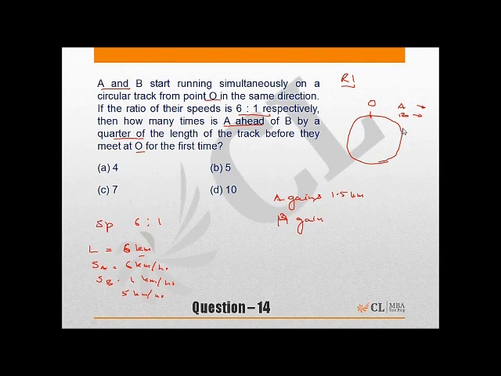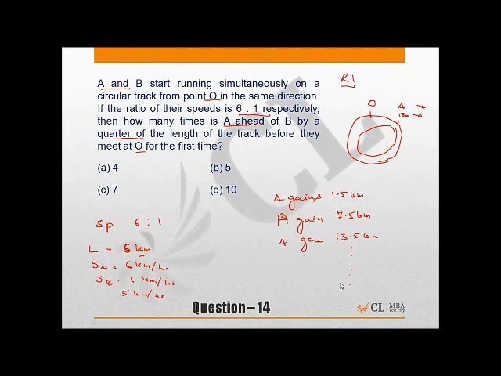Let me assume A is here when he has gained 1.5 kilometers. Then he needs to do one complete round more. So now he needs to move one extra round, or gain one more round. So when A gains another 6, or 7.5 kilometers, this condition of the question will be satisfied. Next case, A gains another one round. So 7.5 and 6, 13.5, and so on.